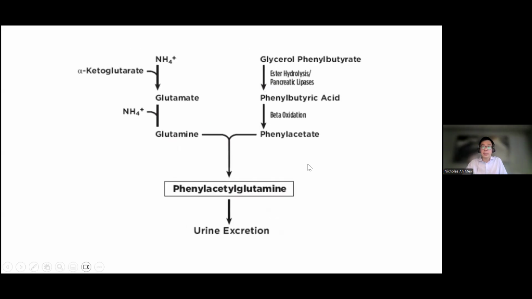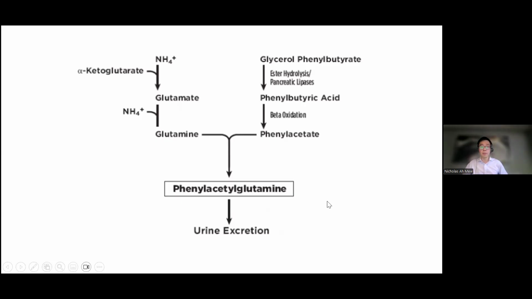So this basically is a pre-prodrug, if you want to think of it that way, right? Going on the right-hand side here, the glycerol phenylbutyrate has to first undergo ester hydrolysis to make phenylbutyric acid, which undergoes one beta oxidation step, which I think is done by MCAD, to make phenylacetate, and then is conjugated with glutamine to make phenylacetylglutamine, and these are excreted in the urine.